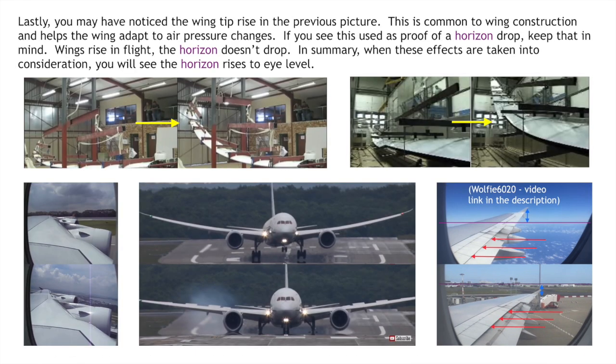So again, that wing marker, so you may have noticed that wingtip rise. This is common to wing construction and helps the wing adapt to air pressure changes. So if you see this used as a proof of horizon drop, keep that in mind. Wings rise in flight, the horizon doesn't drop. So in summary, when these effects are taken into consideration, you will see the horizon rises to eye level.